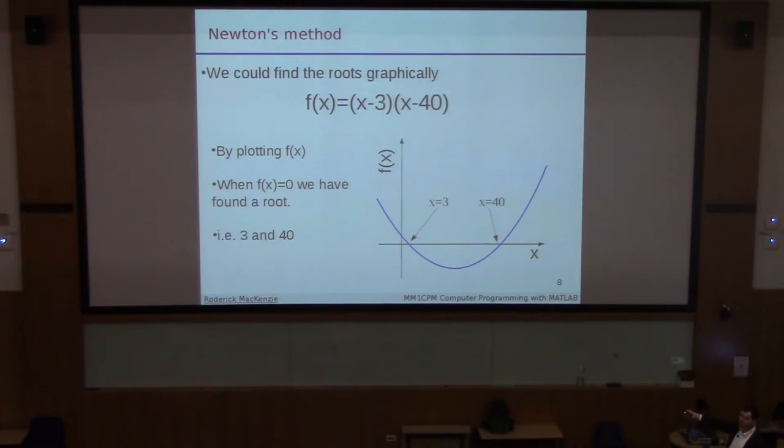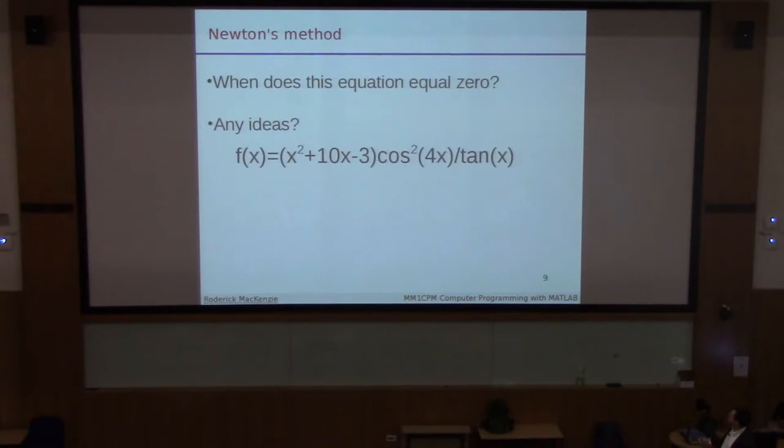So what you could have done is, on graph paper, varied x, boom, boom, boom, boom, boom, and then plotted f of x. And when f of x crossed the x-axis, so x equals 3 and x equals 40, you knew you'd found a root. So this is another way to find roots of equations. So, just so we all know what we're talking about.